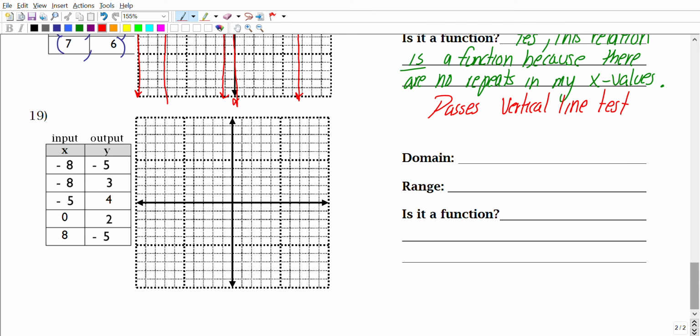So go ahead and try number 19 on your own. This will be the last one we do for today. Alright, so I'll go ahead and pause the video. So once again, guys, remember, these x and y values are just like ordered pairs. So this is your first ordered pair. So graph -8, -5, then graph -8, +3, and keep going until you are done graphing all your points. Once you have that, write down your domain and range values and tell me whether or not it is a function or not. And if it's not, tell me why it's not a function. Okay? So go ahead and pause the video and give these a try.